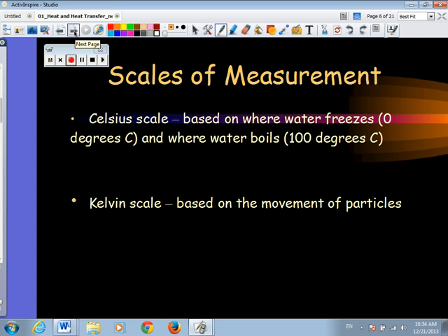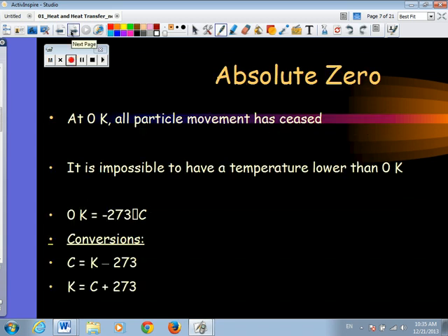Scales of measurement, you've already seen this. You'll see us with degrees C, based on where water freezes at 0 and water boils at 100. You might see us also use the Kelvin scale. This is an absolute scale, which is based upon the movement of particles alone. Okay? So what happens at 0 Kelvin? Particle movement has stopped.